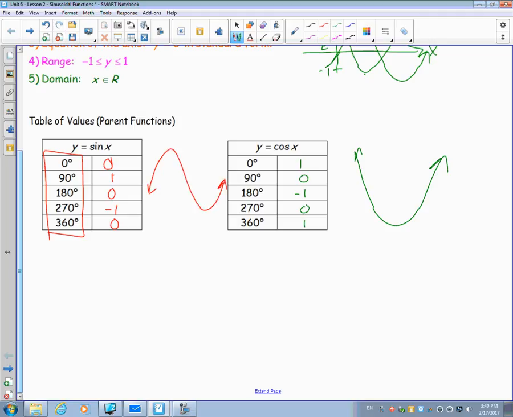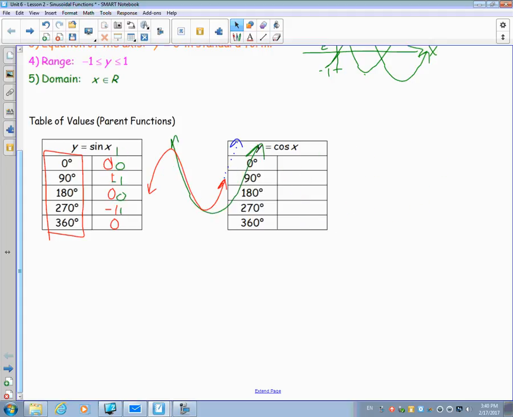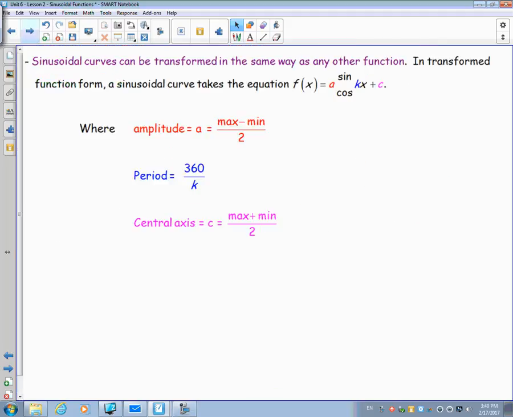Okay, now these functions are actually related to each other. If you think about this, I could continue on this graph, and then my cos curve would fit right on top of it. Okay, we talked about that being a relation between a sine and cos. We can transform these functions like we do any other functions because they pass the vertical line test.